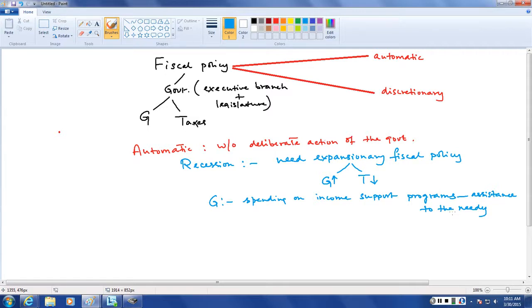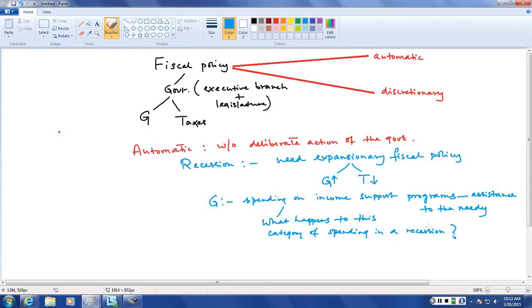Now, what do you think happens to this spending during recessions? What happens to this category of spending in a recession, do you think? It would go up. Yes, it would go up, exactly. And why would it go up? Because there are more needy people, exactly. There are more eligible people. More people become eligible for government assistance during recession.